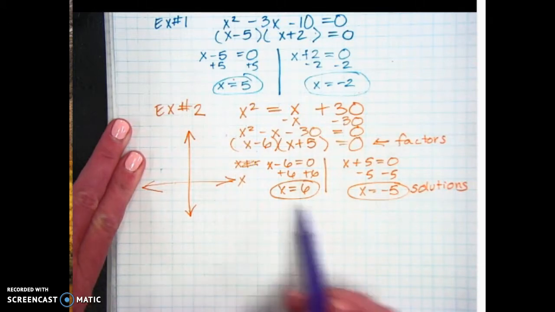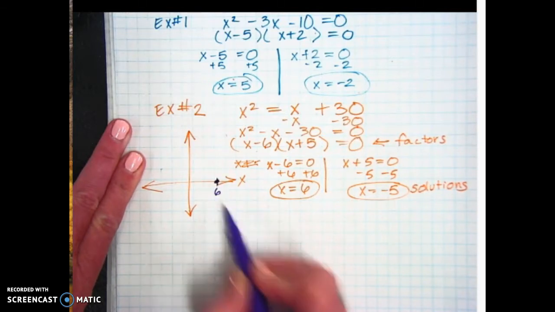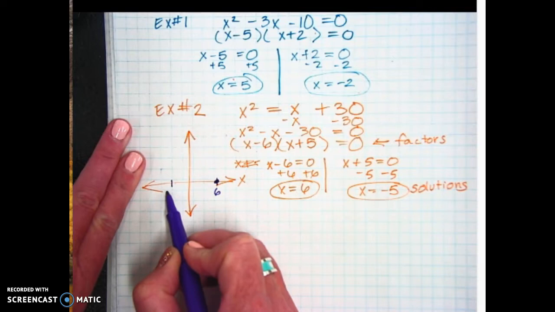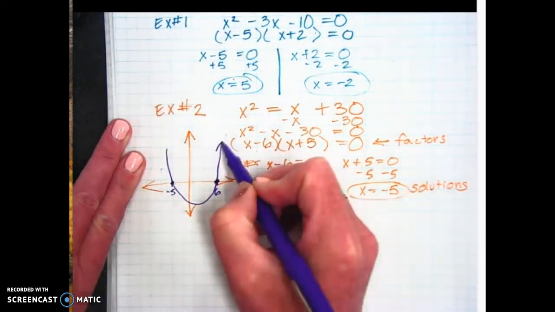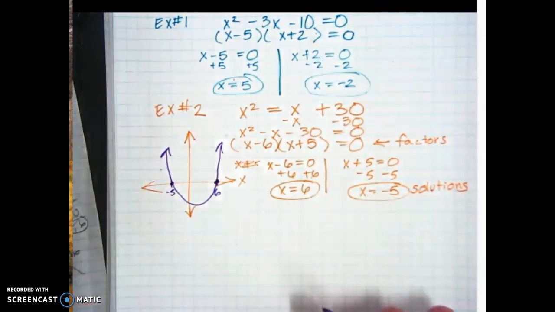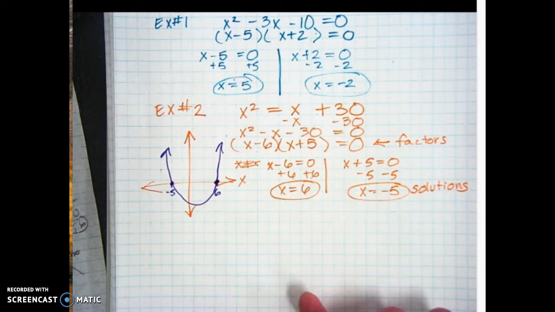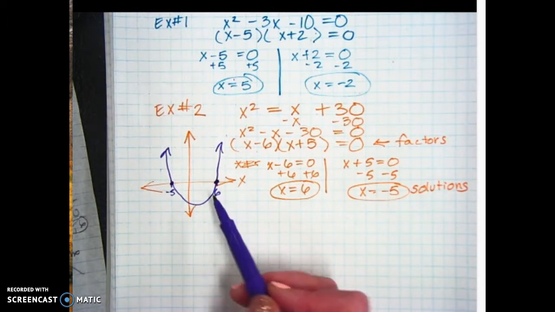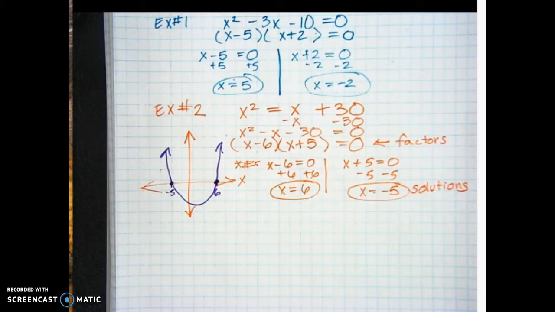Up, right? So at positive 6, so like over here, you're going to have a point, and at negative 5, so like roughly right here, you're going to have a point. Your parabola is going to be something like this. Not exactly, because the vertex is probably going to be a little further down, but these two numbers, if you were to graph it, would be where your intersection occurs. All right, any questions on example number 2?